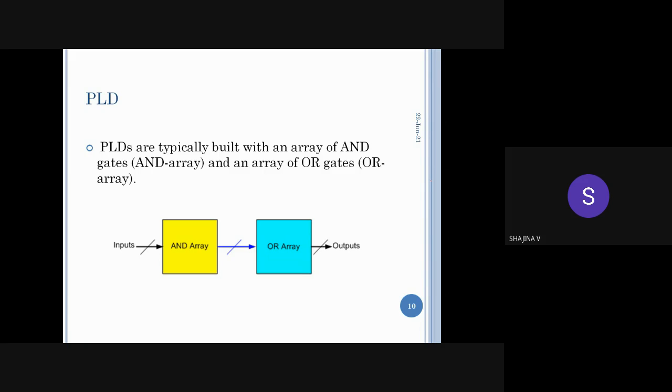Here, is the AND array programmable or the OR array? Either one of them can be, or both can be programmed. Accordingly, we can classify these PLDs. You will have an AND array and an OR array, and according to the programmability of these arrays, we can classify these PLDs.